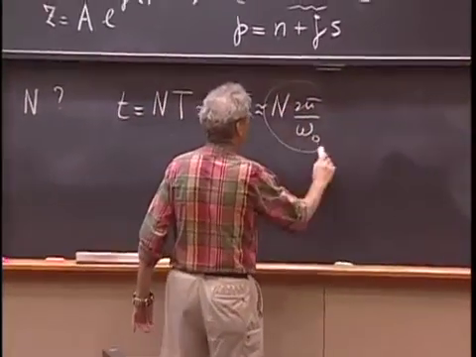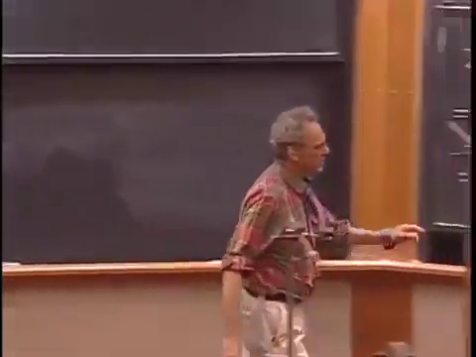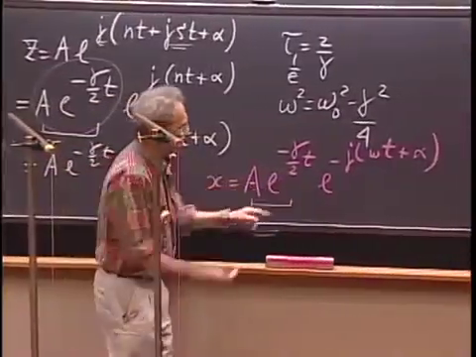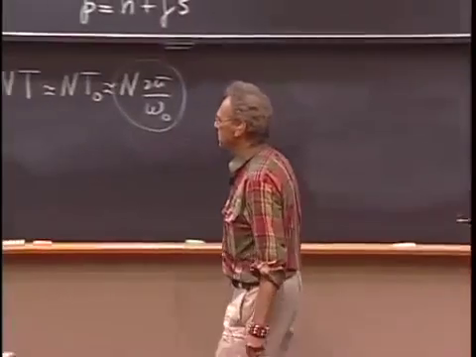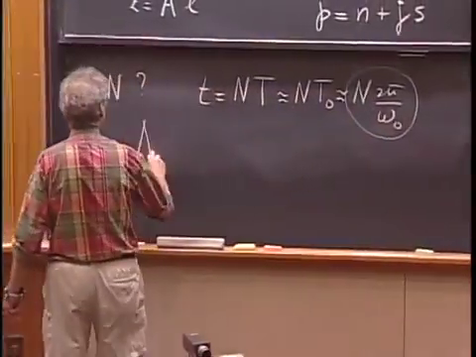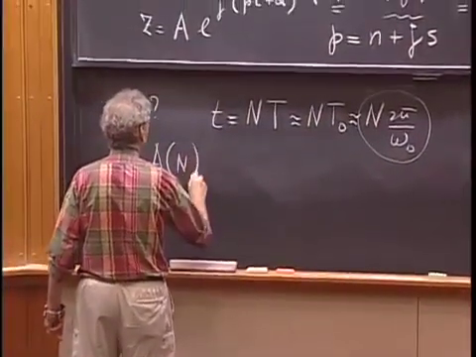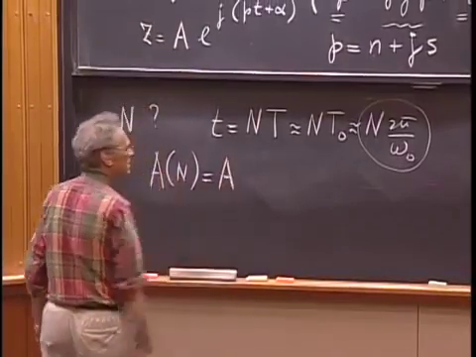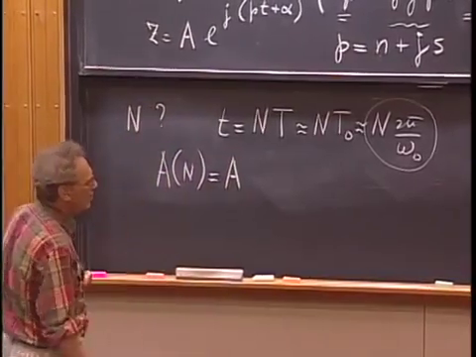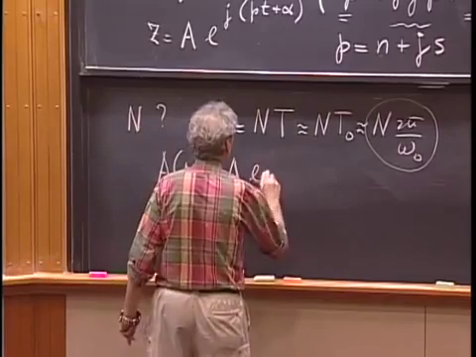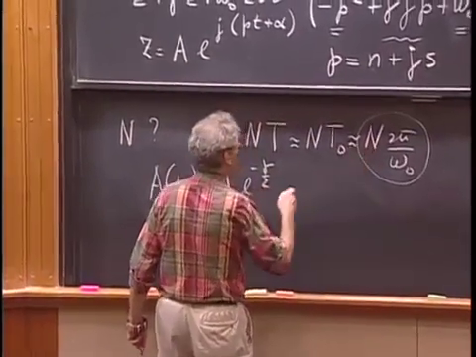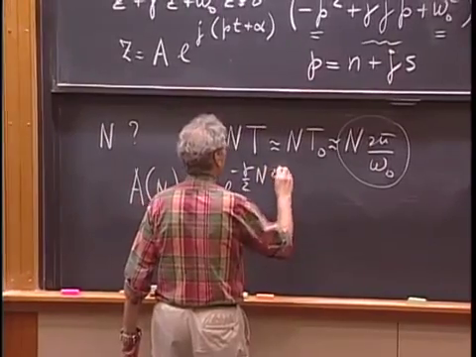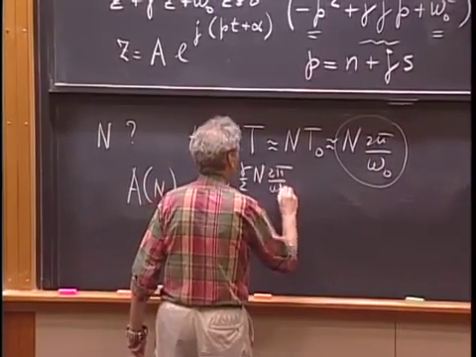I can now substitute this time in this t and only concentrate on that decay portion, that early part. So what I find then is that A, after n oscillations, is A times e to the minus gamma over 2 t, e to the minus gamma over 2, times this time after n oscillations, n times 2 pi divided by omega 0.